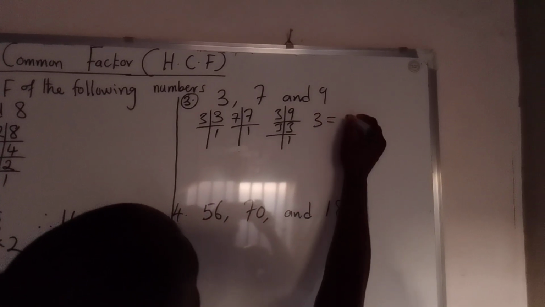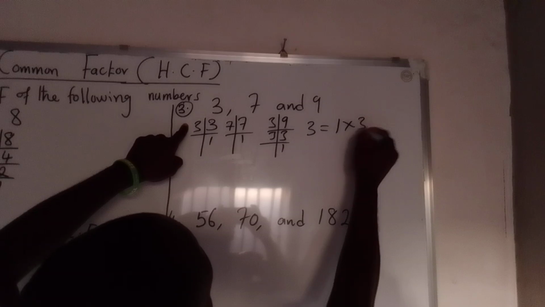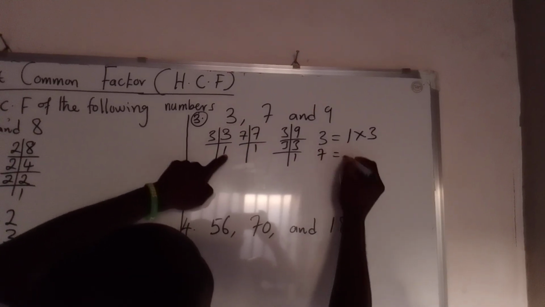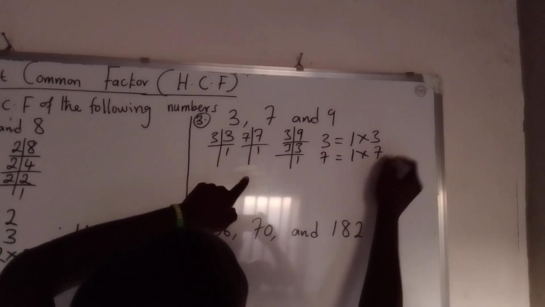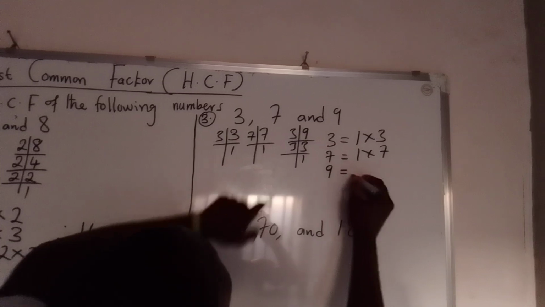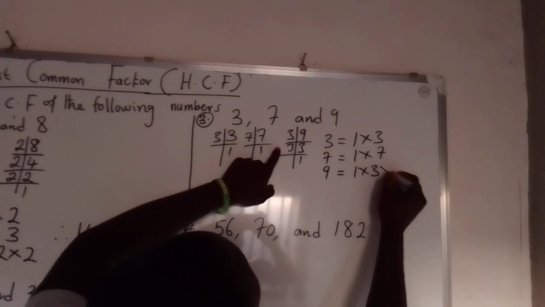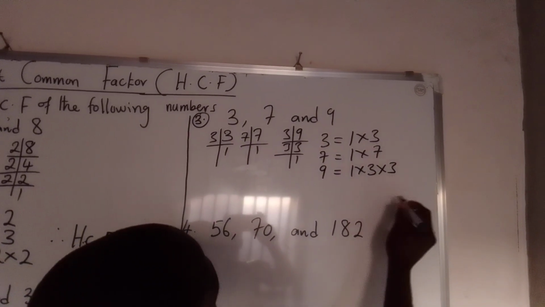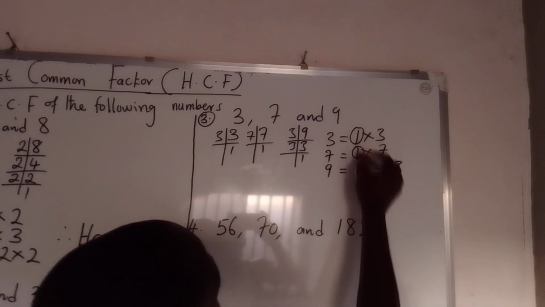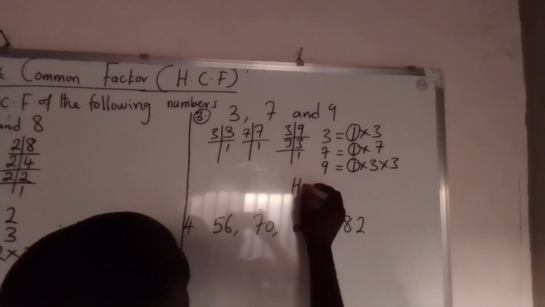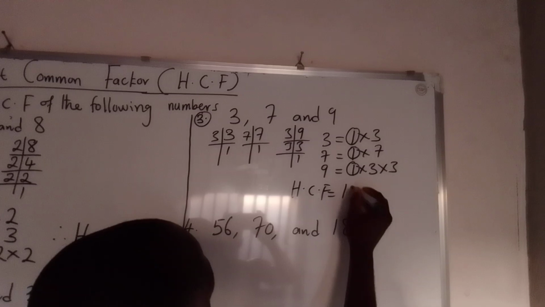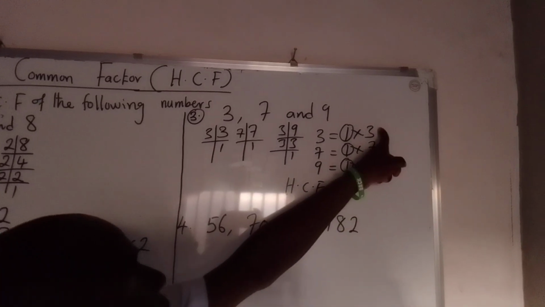For 3, we only have 1 multiplied by 3. Then for 7, we have 1 multiplied by 7. Then for 9, we have 1 multiplied by 3 multiplied by 3. From our indication, we have 1 here, we have 1 here, we have 1 here. So HCF is equal to 1 multiplied by, we have 3 here.